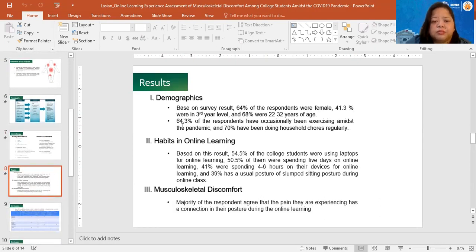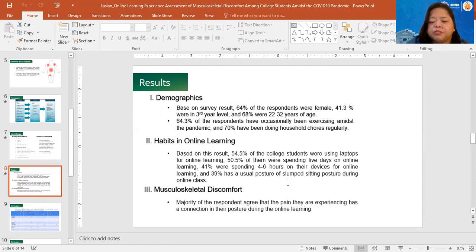So for the results, based on the demographics, 64% of the respondents were female, 41.3% were in third year level, and 68% were on the average age of 22 to 32 years. At the same time, 64.3% of the respondents have occasionally been exercising amidst the pandemic, and 70% have been doing household chores regularly. In terms of habits in online learning, it was noticed that 54.5% of the college students were using laptops for online learning.